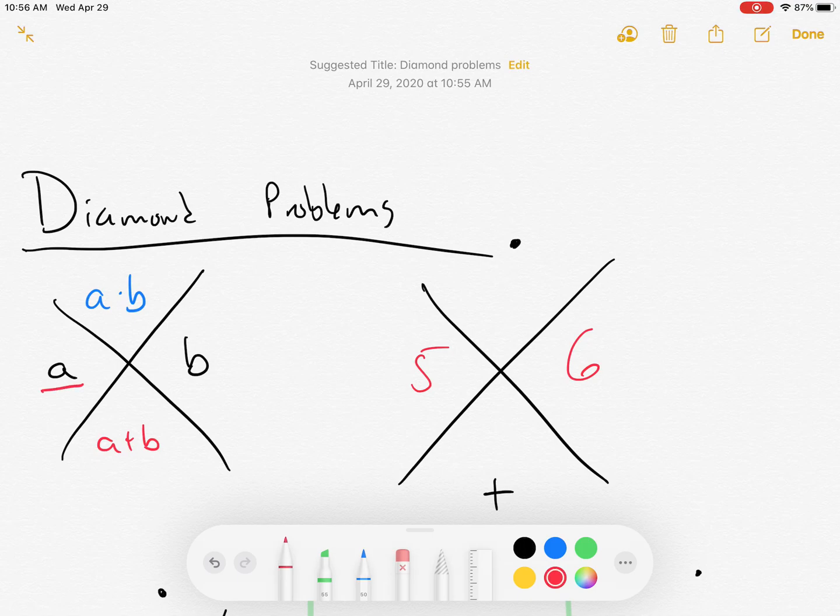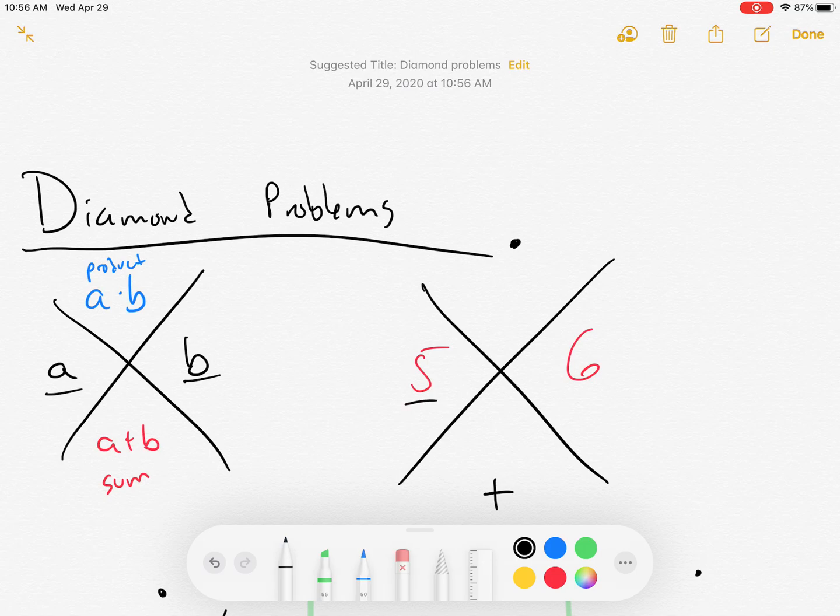And what a diamond problem is, we have two numbers, A and B. So remember, A and B, they're just variables. I could put 7 and 3 or whatever numbers I want there. Up top, I put their product, so I multiply them. On the bottom, I put their sum, so I add them.